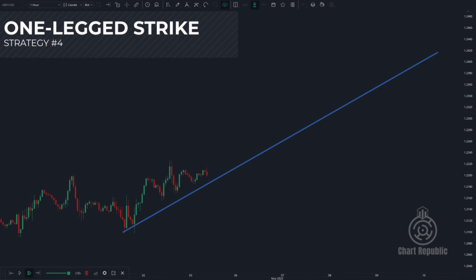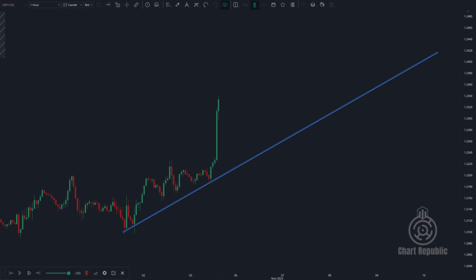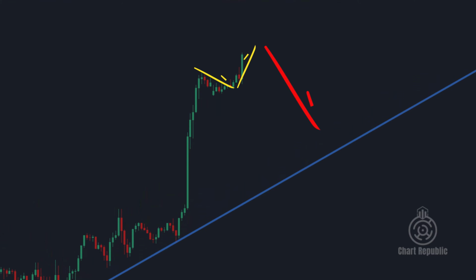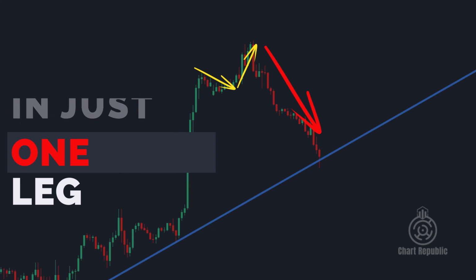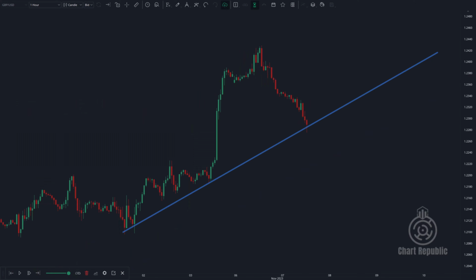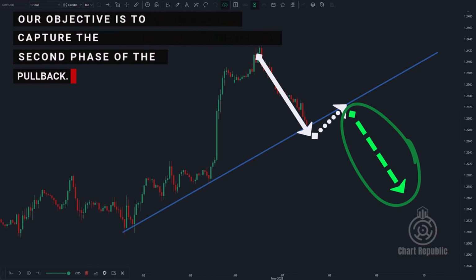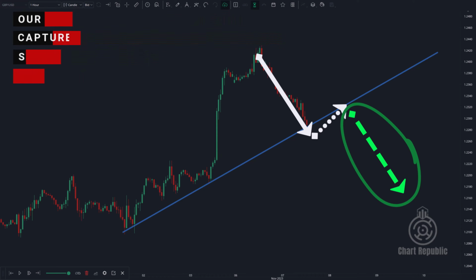The next strategy proves helpful when the price is trending above or below a specific trend line, and then suddenly surges, creating significant distance from that trend line. After a few minor swings, it promptly retraces back to the trend line in just one leg. In this scenario, we're not necessarily anticipating a significant trend reversal. Our goal is more focused on seizing the second leg of the pullback before others catch on and before the opportunity closes.